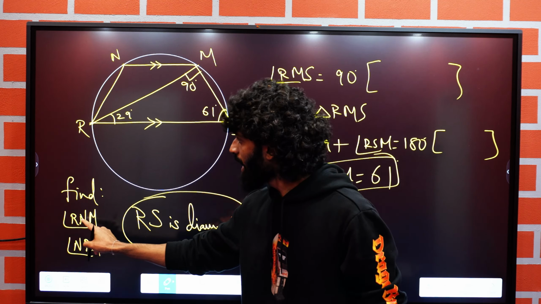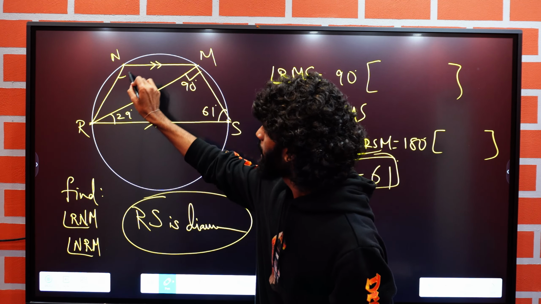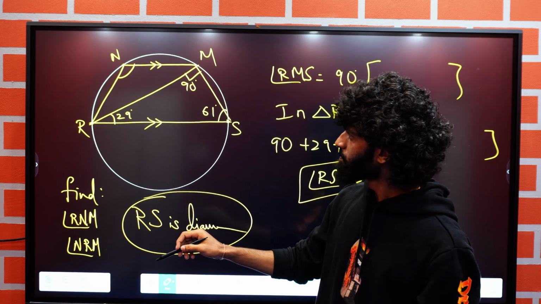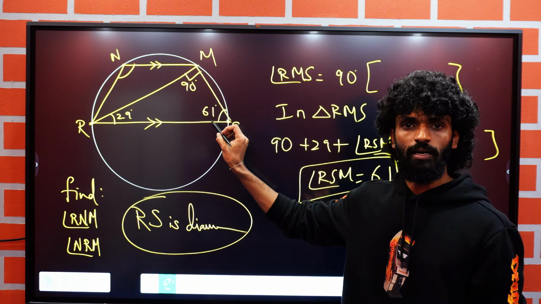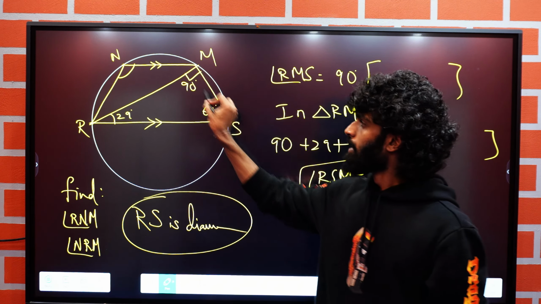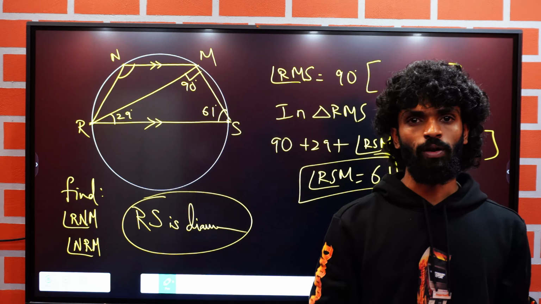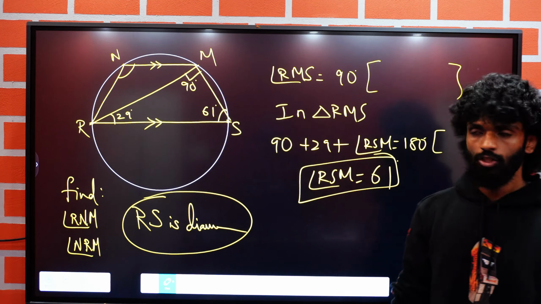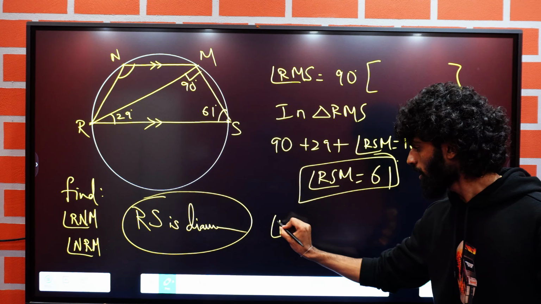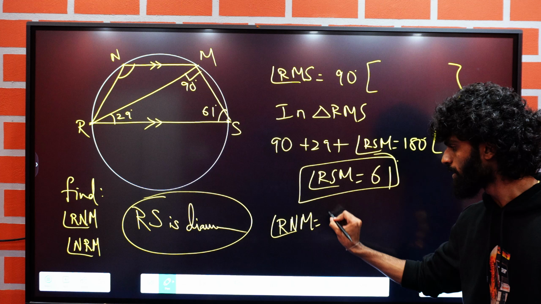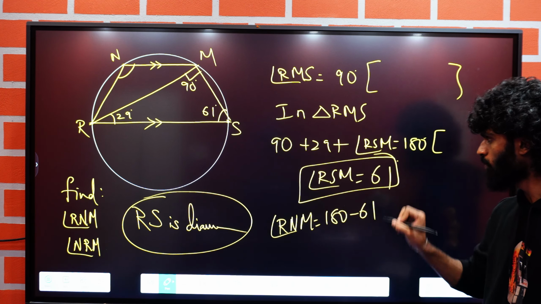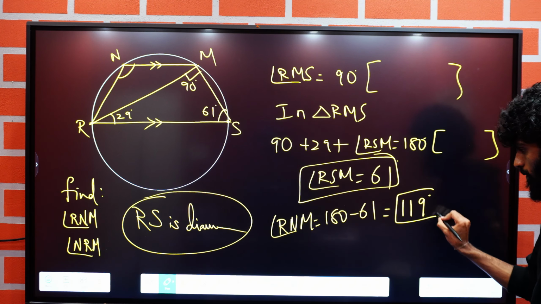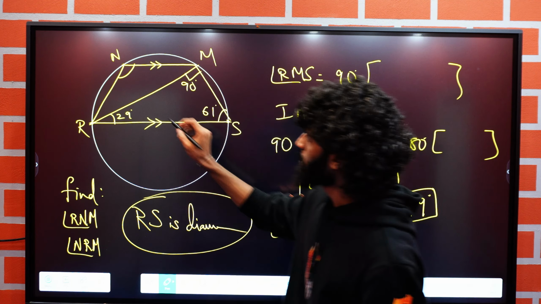Now, finding RNM. Where is RNM? This triangle. That triangle I'm supposed to find. Cyclic quadrilateral. If this is 61 degrees, that will be 180 minus 61. What theorem? Opposite angles of a cyclic quadrilateral are supplementary. So that angle I'm talking about, RNM, will be equal to 180 minus 61, which is nothing but 119. I'll mark this.